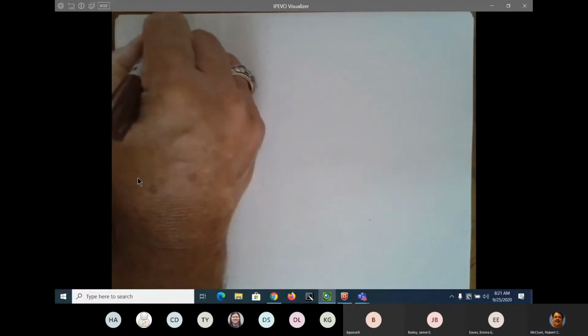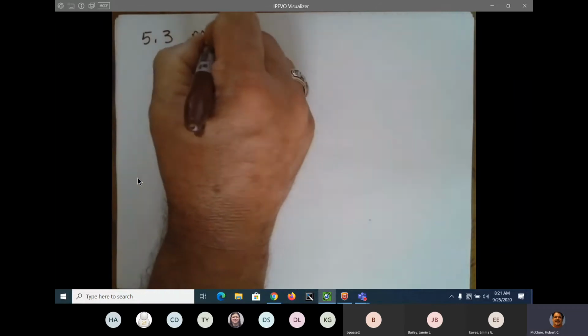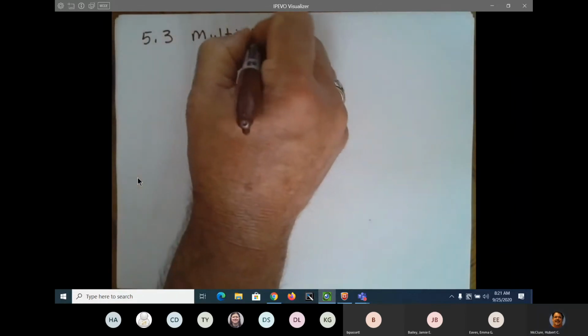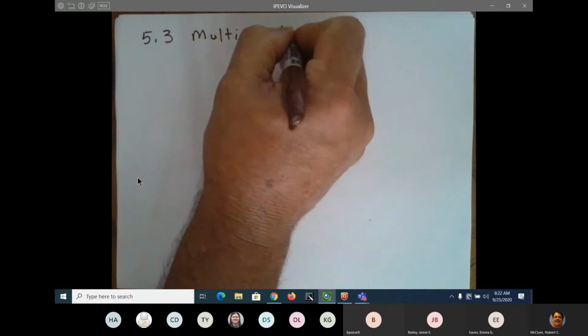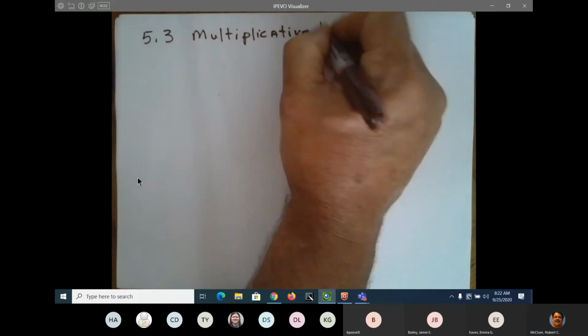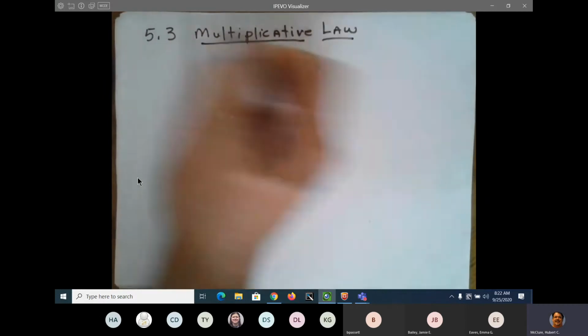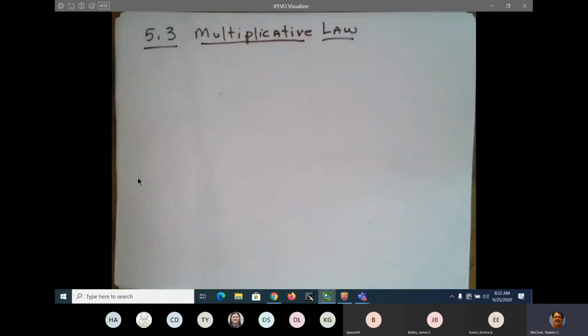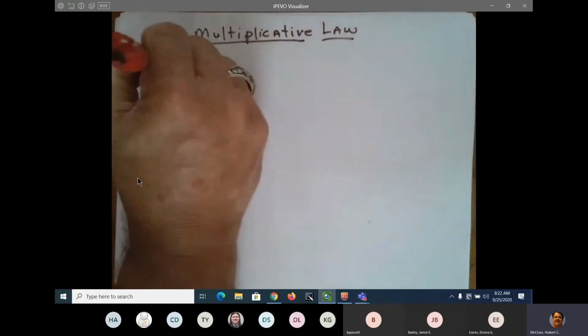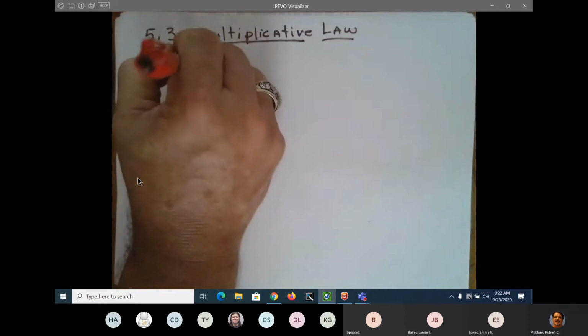Okay, so 5.3 is multiplicative law. Now, with the additive law, we had to remember the key word was or, and you have to always subtract the overlaps. Let me get my red marker. That means important. With the multiplicative law, we have to look for the word and.